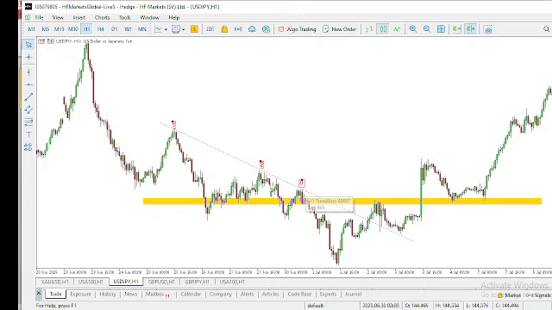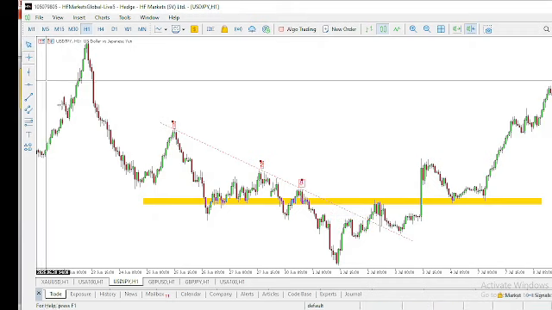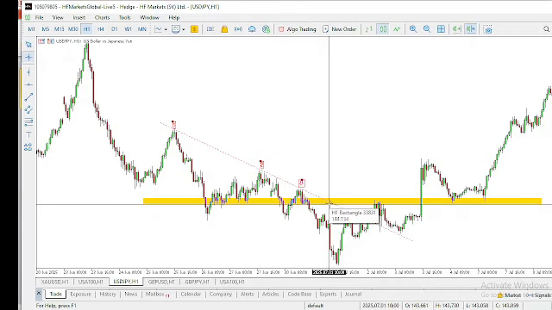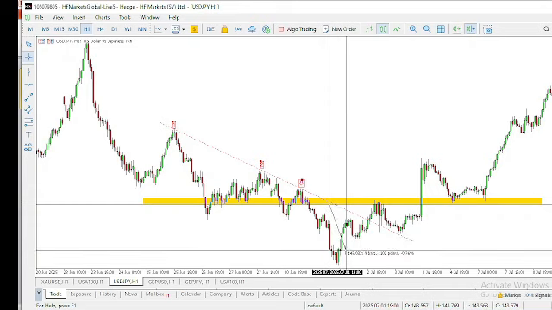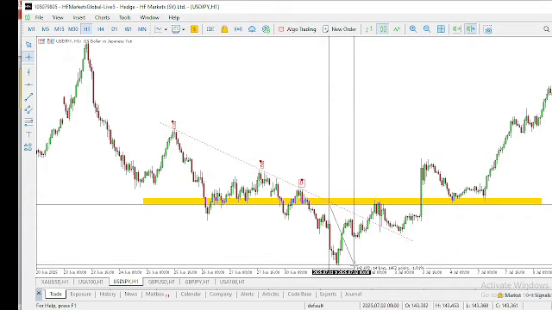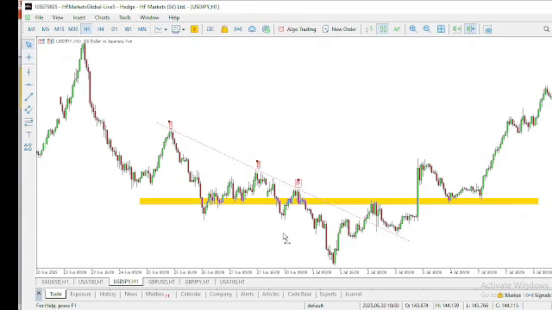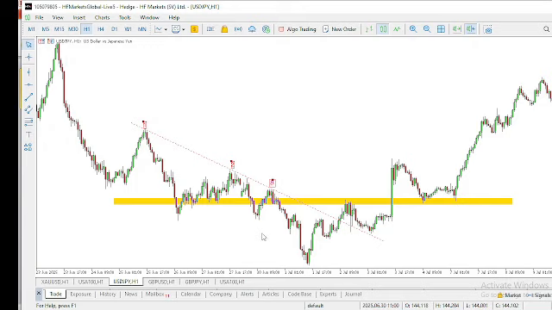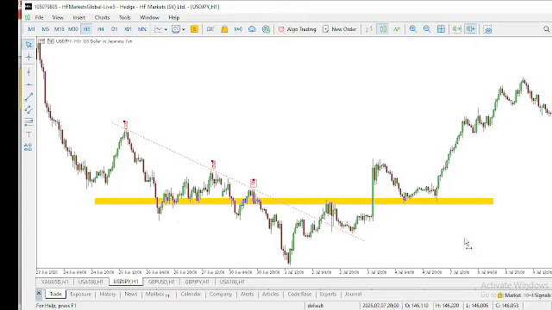The price is pulling back to the down zone, and then all of a sudden, I'm seeing a bearish reversal candle here. At the formation of this candle, I'm entering a sell straight away, and I see how far the price moved. The price moved about 145 pips. That is massive.